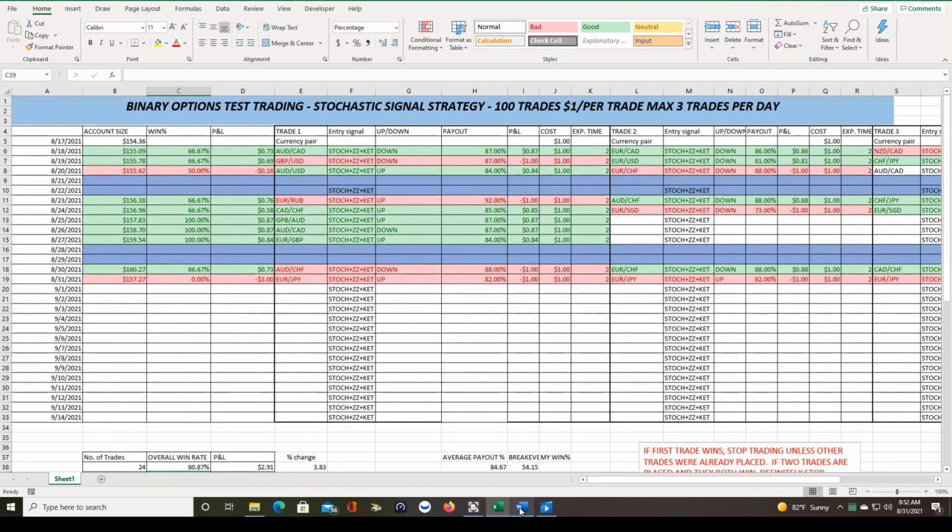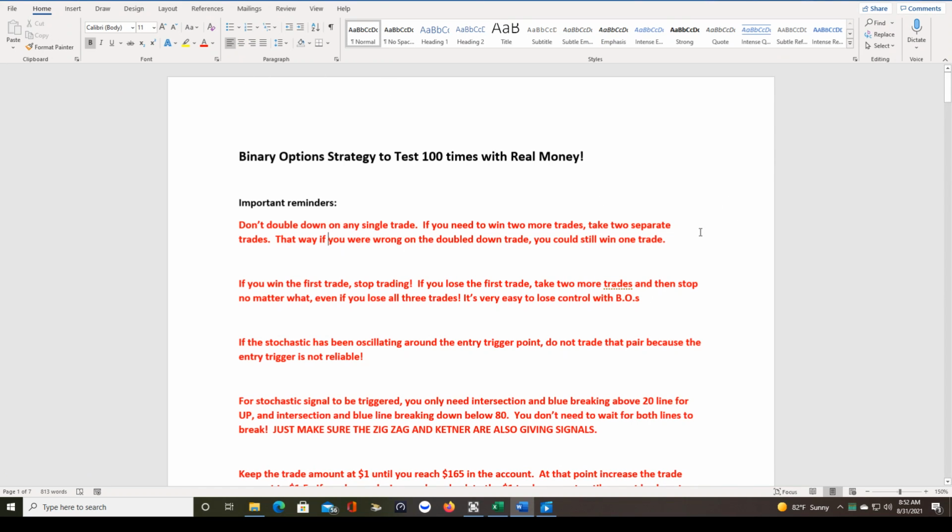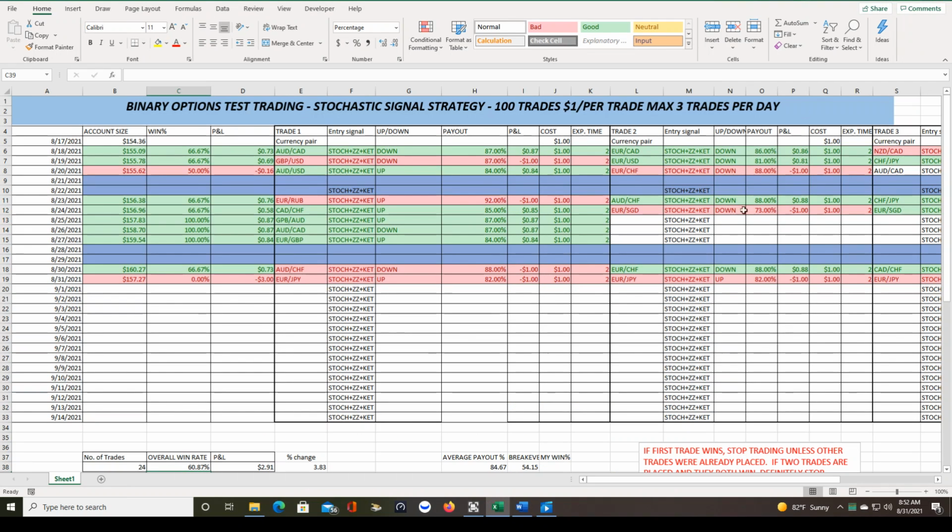And let me show you my trading plan. This is the binary options trading plan right at the beginning. In my important reminder section, I just wrote this after the trade. Don't double down on any single trade. If you need to win 2 more trades, take 2 separate trades. That way, if you're wrong on the double down trade, you could still win 1 trade. So essentially, it wouldn't be a double down trade. If that makes sense. So that's the idea moving forward.